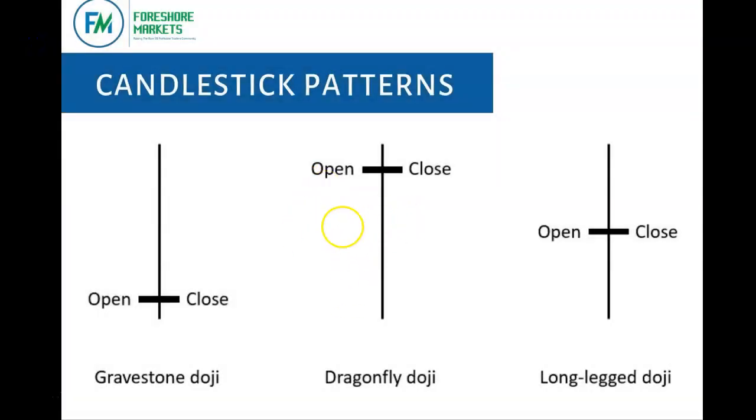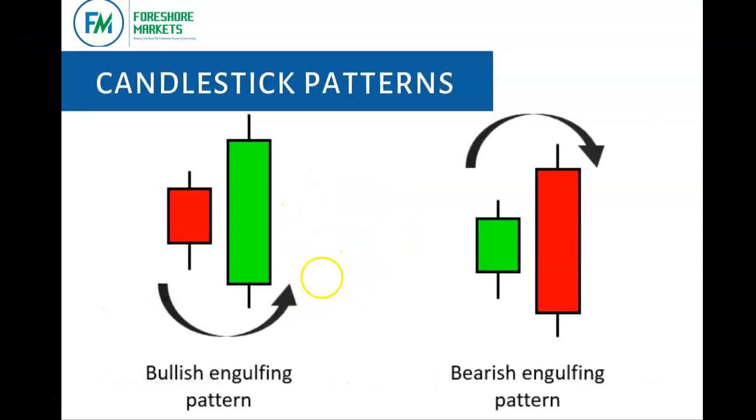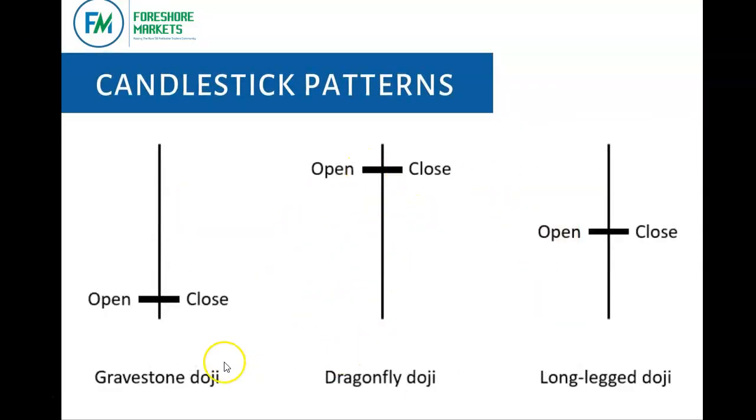Okay, so here you can see the opposite. This is a Gravestone Doji. You usually see it form when price is going up, and then once you see this form, it gives you an indication that price is about to retrace or reverse completely. Okay, the opposite of the Gravestone Doji is the Dragonfly Doji.